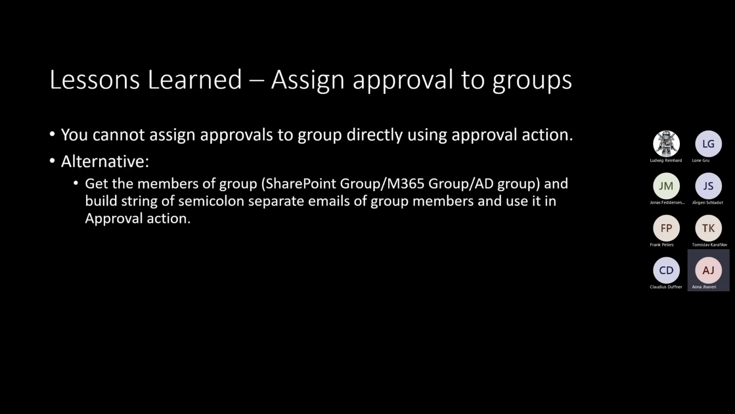So you can't directly use the groups in the approval action. Fetch the users of the group and then use that array in the approval action.